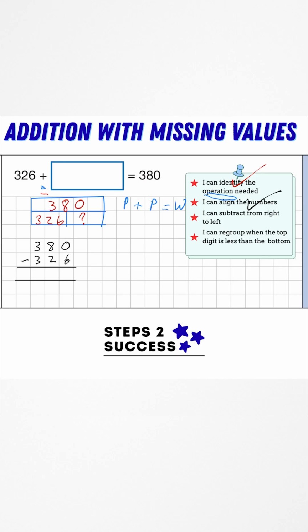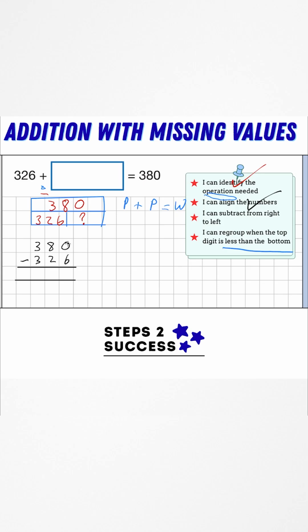0 take away 6. Ooh, we need to regroup because I can regroup when the top number is less than the bottom. 0 is less than 6. If I have 0 chocolates, I cannot give 6 chocolates to someone. So how do we regroup in subtraction? It's very different to regrouping in addition.